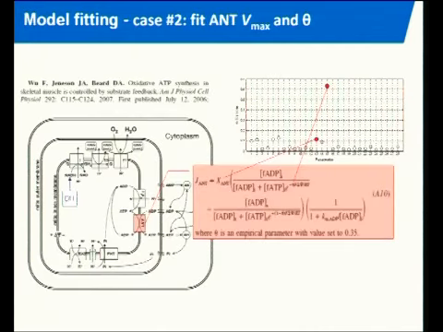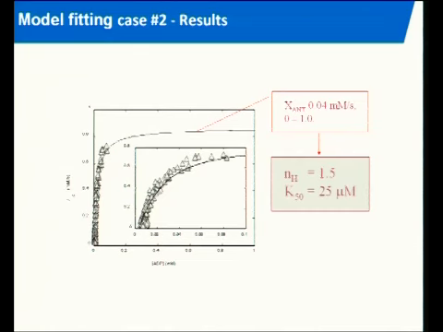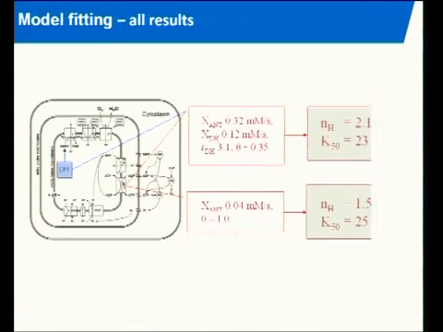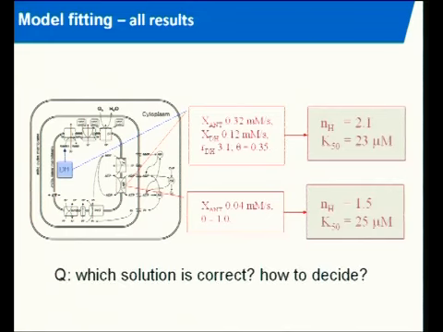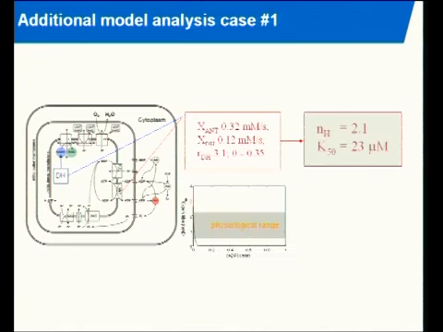So that's one solution. And we get indeed a Hill coefficient on the order of 2. And it's got a very high ADP affinity, which we know in vivo. The other option is fit just these two, also fit theta. And then we got this solution, also order of, about 2. So we have two solutions.